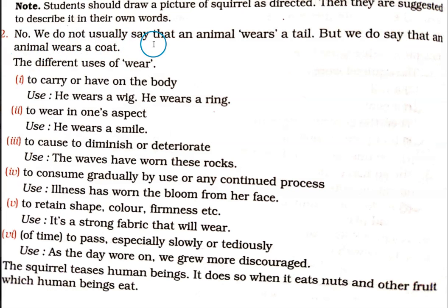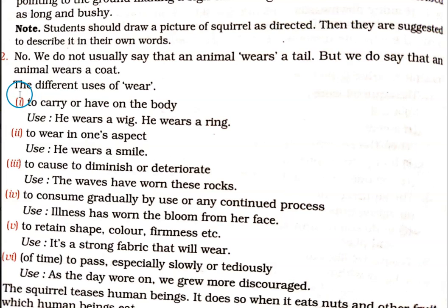No, we do not usually say that an animal wears a tail, but we do say that an animal wears a coat. Now let's learn how this word wear can be used in different contexts. The different uses of wear. To carry or have on the body, uses: he wears a wig, he wears a ring. To wear in one's aspect, uses: he wears a smile. To cause to diminish or to deteriorate, uses: the waves have worn these rocks.